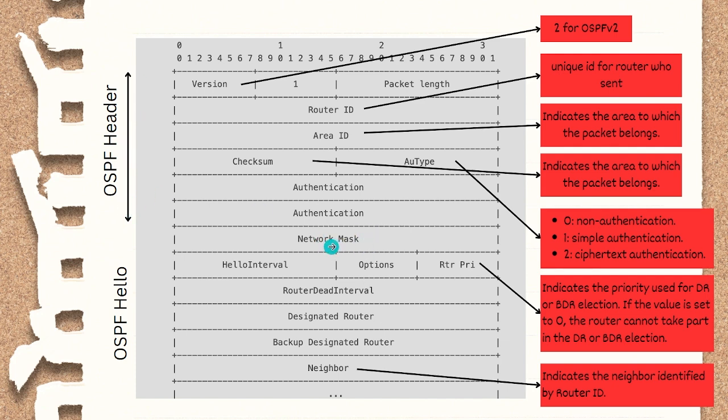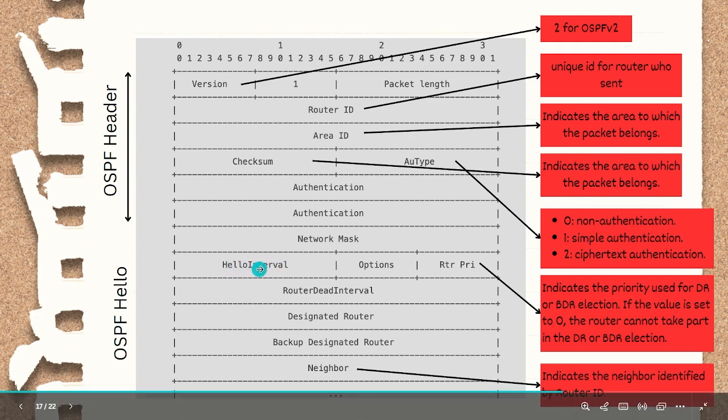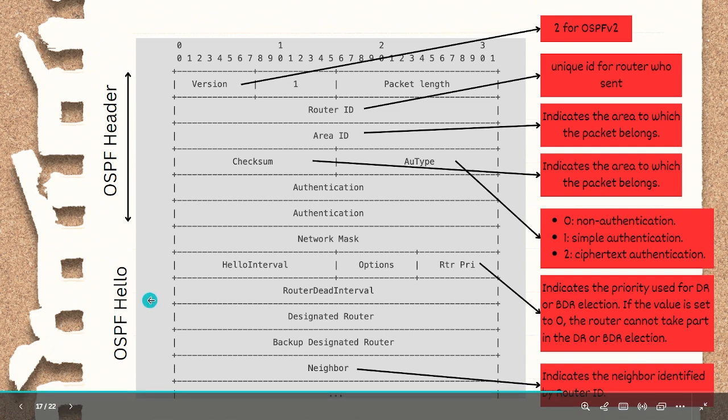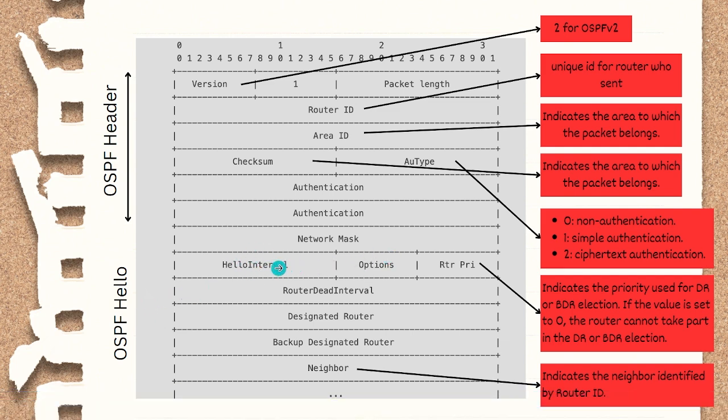Now we have something called network mask. So network mask is nothing but the mask for the address of the router which is sending this packet. Then we have something called hello interval. So there are certain timers in OSPF. So hello timer is nothing but the interval. Let's say if the hello timer is 60, which means every 60 seconds an OSPF hello packet will be sent. This must be the same for both of the neighbors, both of the devices, to form neighborship. That also we are going to explore in the next slides.